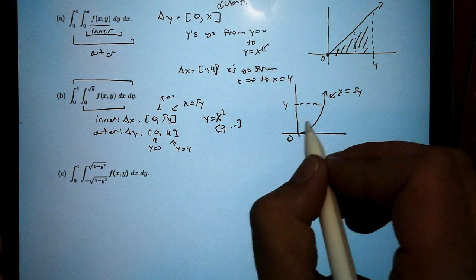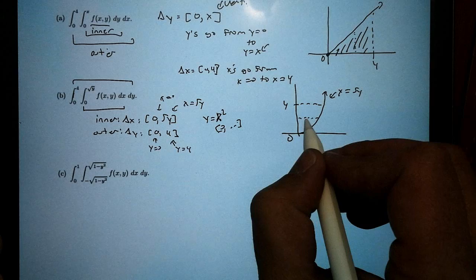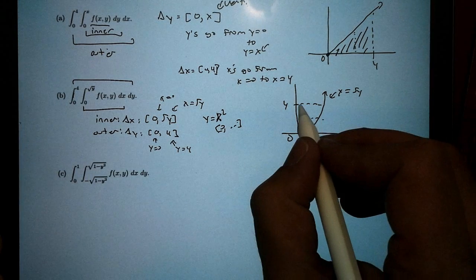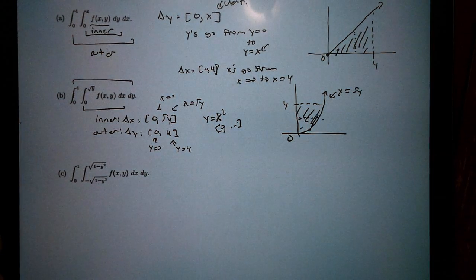And so we're looking at this region, and my inner part, since x is first, is horizontal. If I look at my horizontal rectangle right here, from 0 to the square root of y, it's this region inside there.